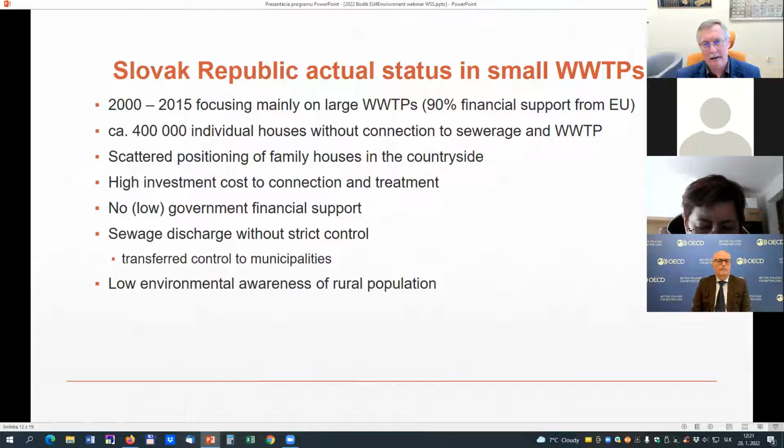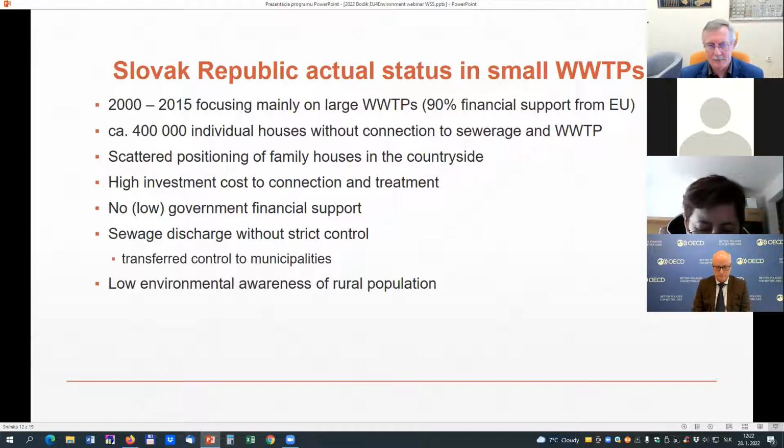positioned in the countryside. They are not concentrated houses in the rural settlements, and it is a problem then with high investment costs to connect these people and to treat water from these people, and of course it is a problem. Now there is actually very low government financial support for this type of settlements, for this type of wastewater treatment plants, and the sewage discharge in the smallest settlements is without strict control.